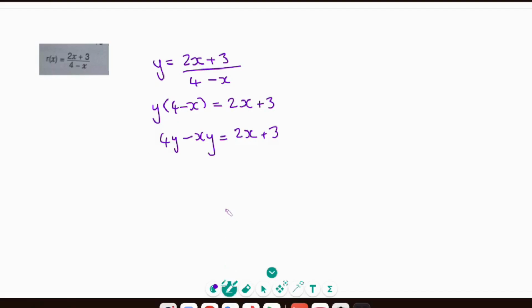We need to make x a subject. So anything with an x we're going to take to one side of the equation, anything else on the other side. So I am going to bring anything with an x on the right hand side. I'm going to add xy to both sides first. And on the right hand side we have a 3, which we want on the other side of the equation. So I'm going to take 3 from both sides.